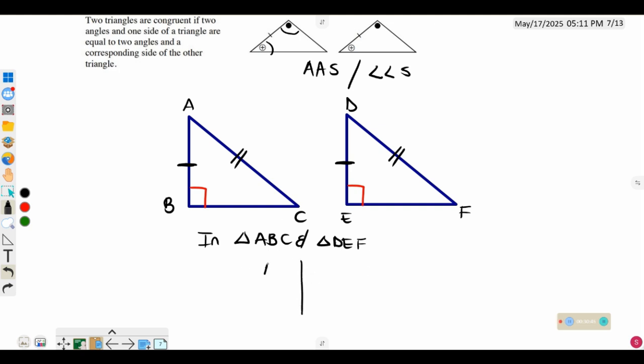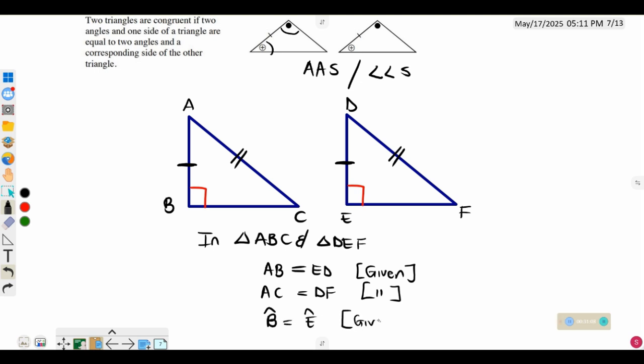As you can see now, AB is equal to ED, and this is given to us. You don't have to draw the table anyway, so let me remove that. AD is equal to that, this is given. And then secondly, we have AC, which is equal to DF. This is also given to us. And then lastly, look at angle B. Angle B is equal to angle E, and this is still given, or they are both equal to 90 degrees. Then we can conclude now.